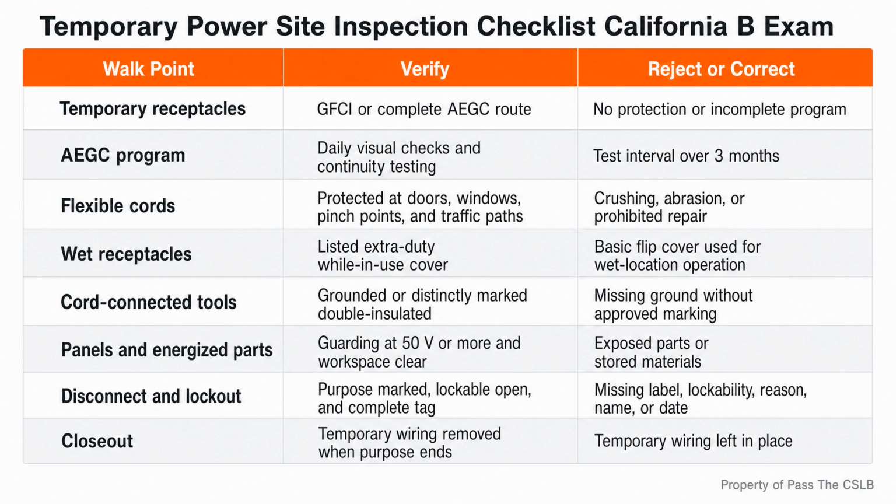The memory connection I want you to keep is protect, inspect, isolate, and remove. Protect receptacles, cords, wet connections, and energized parts. Inspect the grounding program, tools, covers, labels, and workspaces. Isolate hazardous energy with a lock and a complete tag. Remove temporary wiring when its purpose ends.